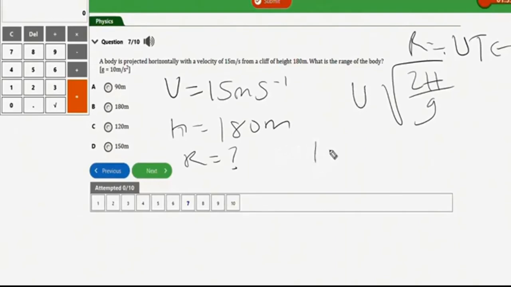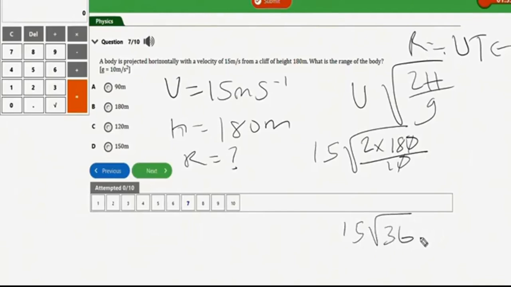So when you do this, you're going to have 15 times square root of 2 times our height, 180, over acceleration due to gravity, which is 10. This will cancel this. So we are left with 15 square root of 36. Square root of 36 is 6. So we are left with 15 times 6. Alright, so when you punch it on the calculator, 15 times 6, we have it to be 90. So the correct option in this question is 90 meters, option A. It's as simple as this. Let's wipe this now, solve the next repeated question.